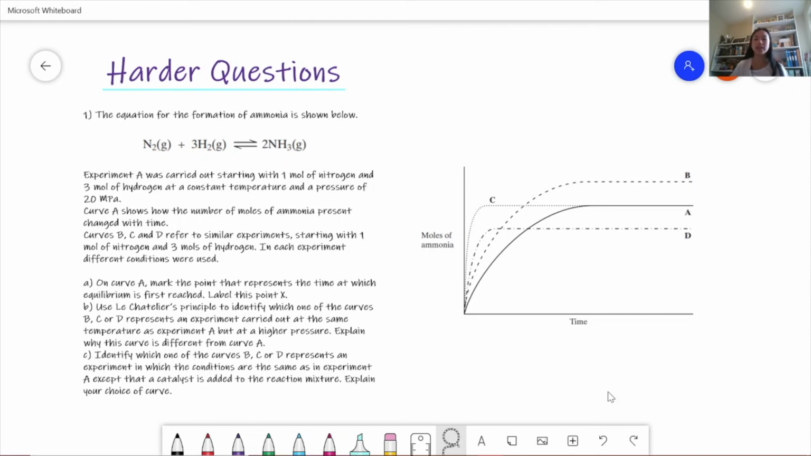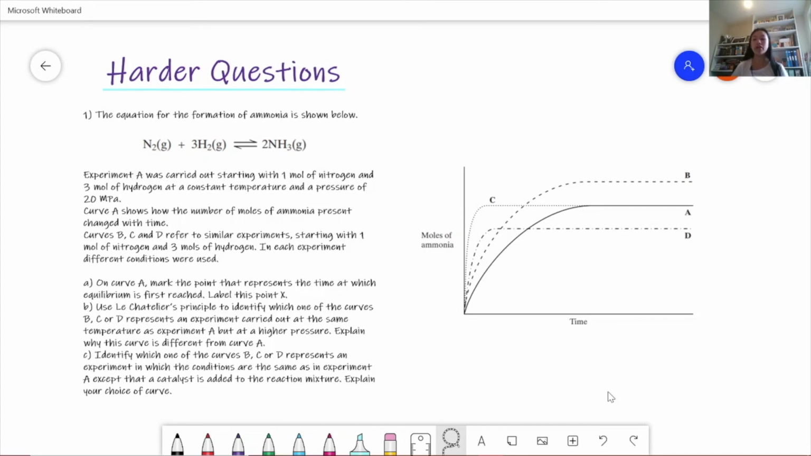So the first question says, the equation for the formation of ammonia is shown below. Experiment A was carried out starting with 1 mole of nitrogen and 3 moles of hydrogen at a constant temperature and a pressure of 20 megapascals. Curve A shows how the number of moles of ammonia present changed with time. Curves B, C, and D refer to similar experiments, starting with 1 mole of nitrogen and 3 moles of hydrogen. In each experiment, different conditions were used.